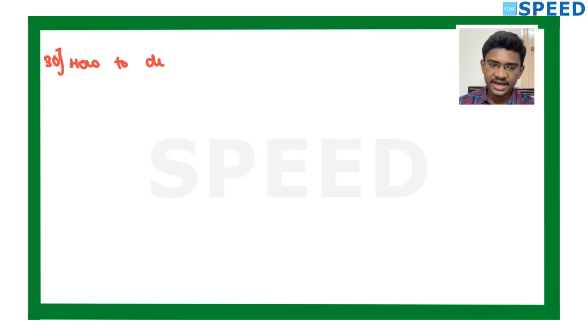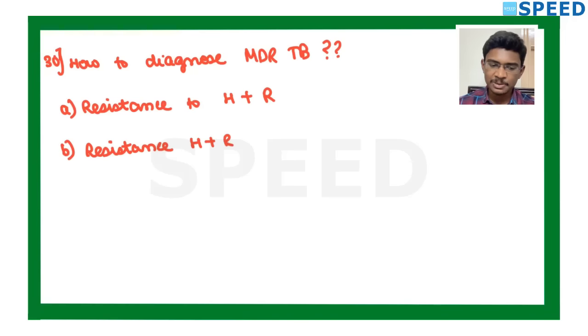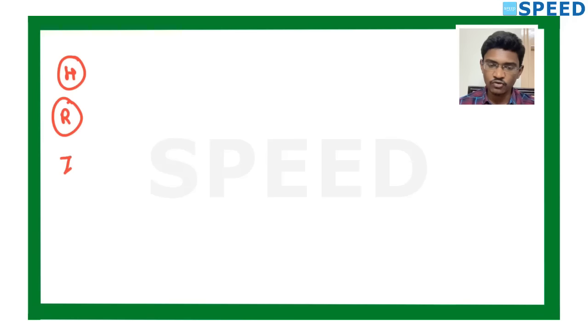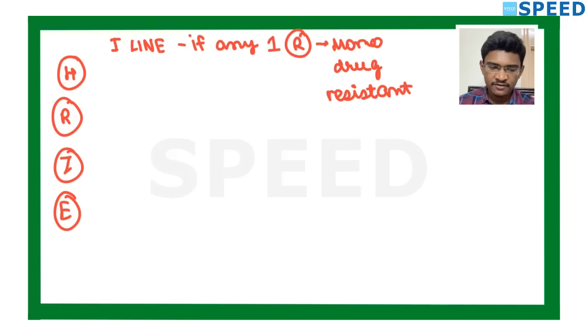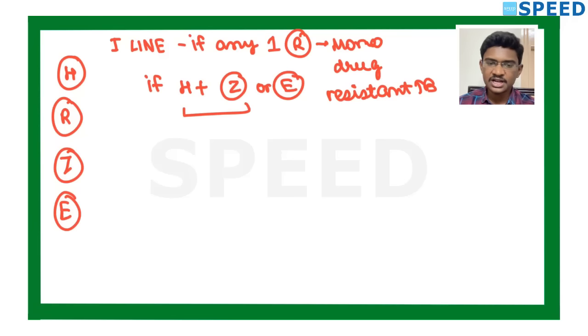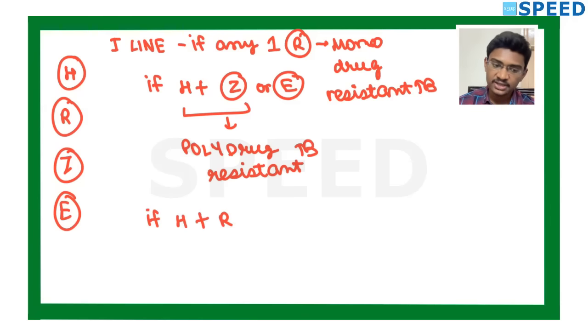How to diagnose MDR TB? Resistance to isoniazid and rifampicin, resistance to H plus R plus kanamycin, or resistance to H plus R plus levofloxacin? So let's see all the resistance patterns in tuberculosis. First, first line drugs are HRZE. If it is resistant to any one of the first line drugs, then we call it mono drug resistant tuberculosis.